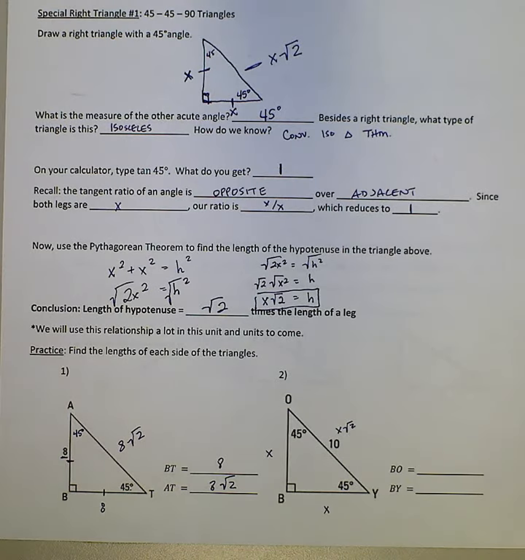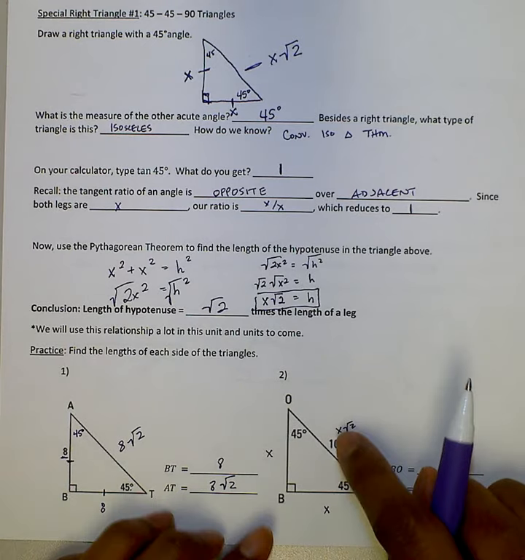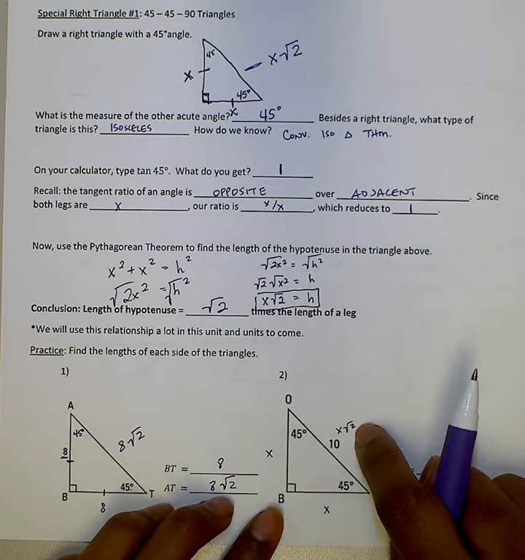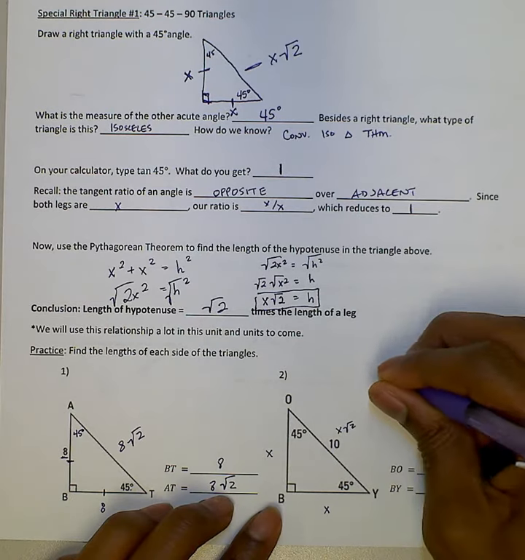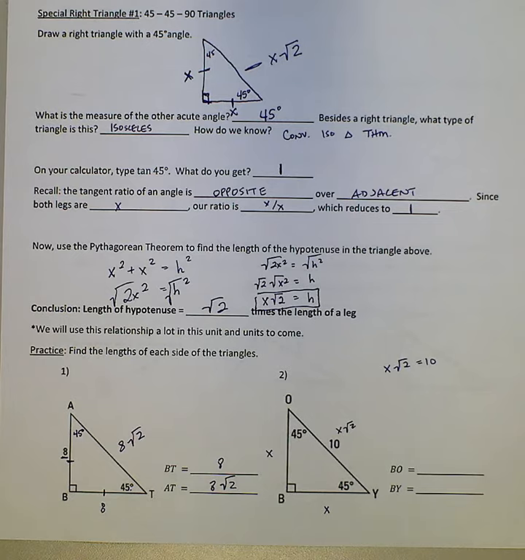Okay, now in order to find x, I need to solve an equation that we have here. I know that this side is 10 and I know that this side is x radical 2. Same side. So x radical 2 equals 10. I need to find out what x is so I can find the other two sides.